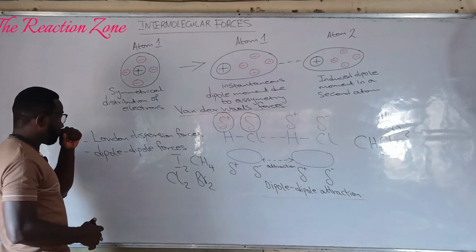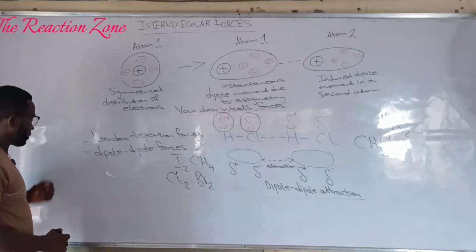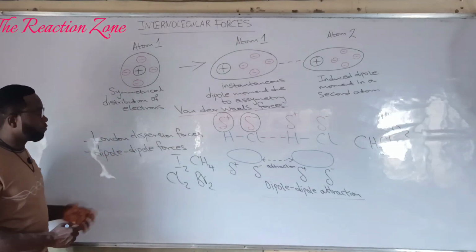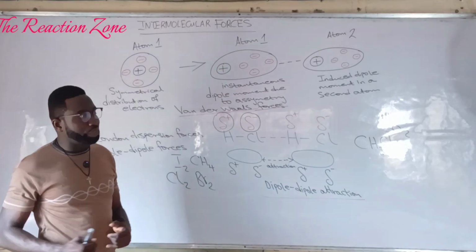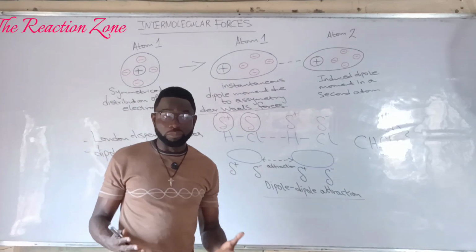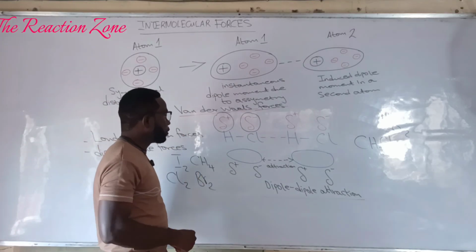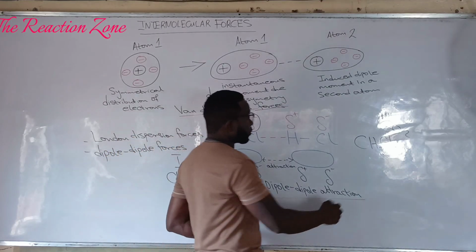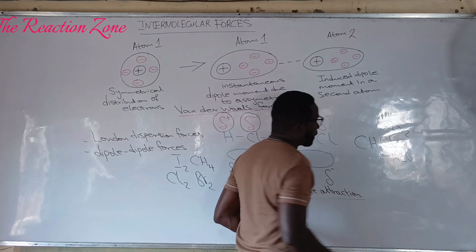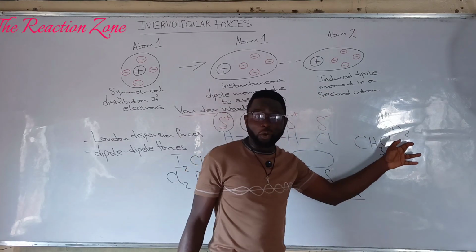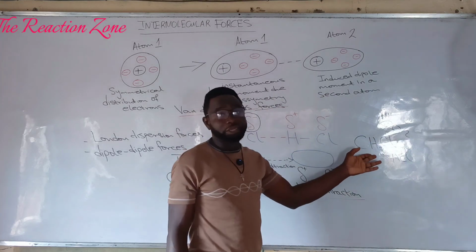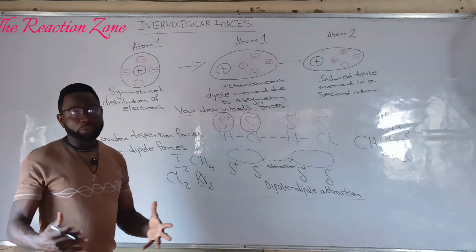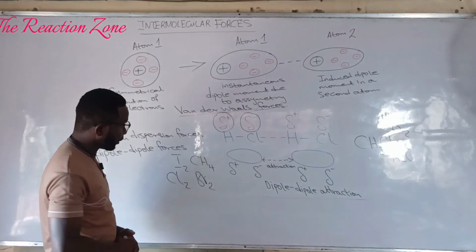The second type of van der Waals force that we're going to look at is the dipole-dipole forces. Dipole-dipole forces are attractions that exist between permanently polar molecules. Examples of molecules in which you have dipole-dipole forces include hydrogen chloride, another example is sulfur dioxide, and methyl chloride or chloromethane. For the sake of this explanation, I'm going to make use of hydrogen chloride.